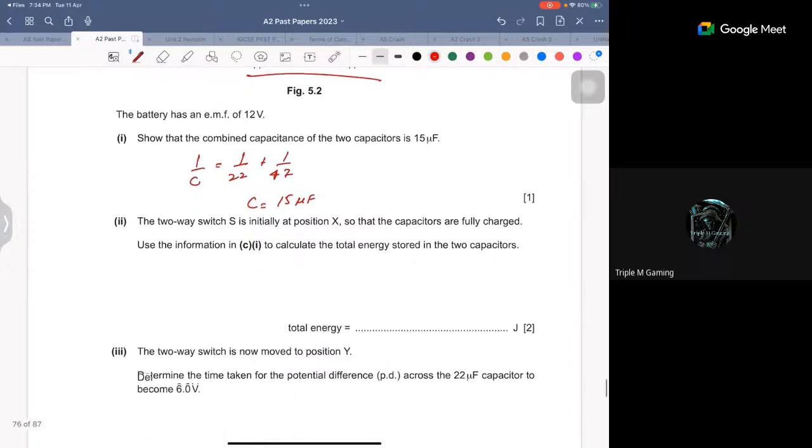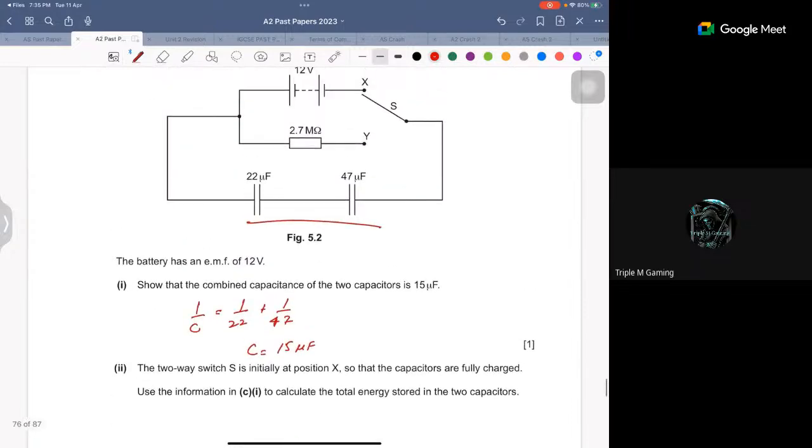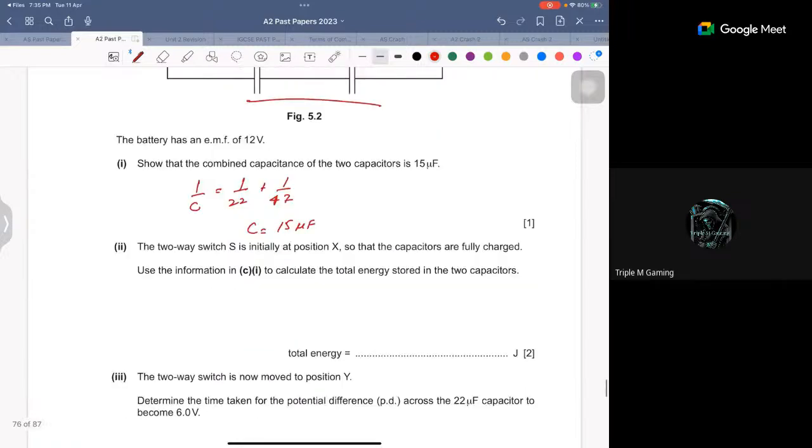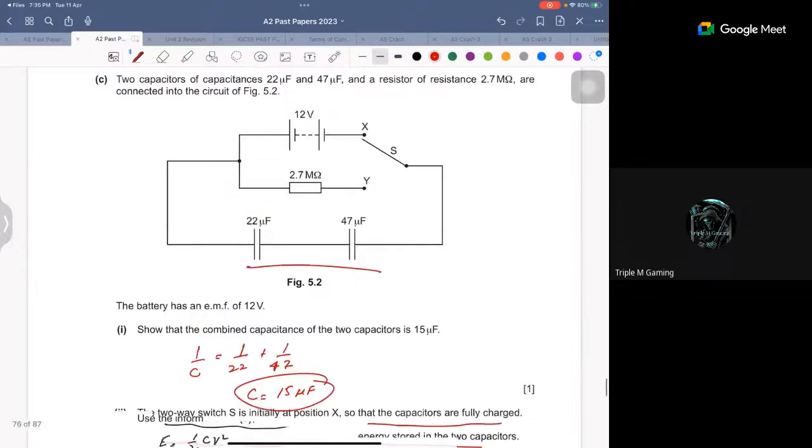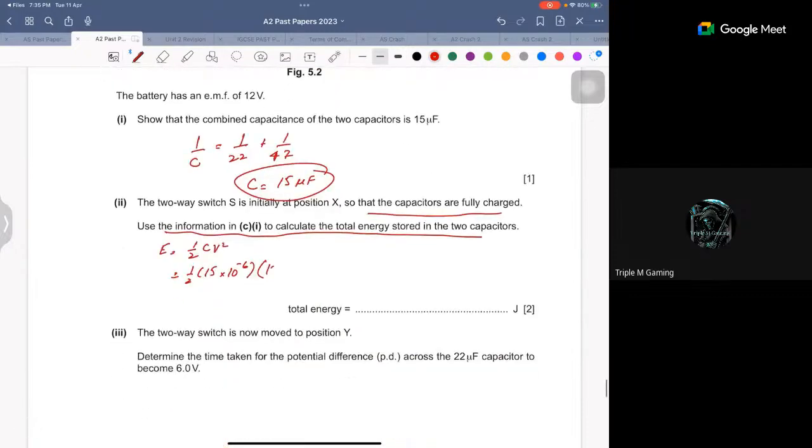Let's say the two-way switch is initially positioned at X. So it's charging the capacitors, and the capacitor is fully charged. Using this information, calculate the total energy stored. So you have the total capacitance. Energy is half CV squared. Total capacitance is 15 into 10 raised to power minus 6, and the voltage that is supplied is 12. 12 squared. Can you find this, please?